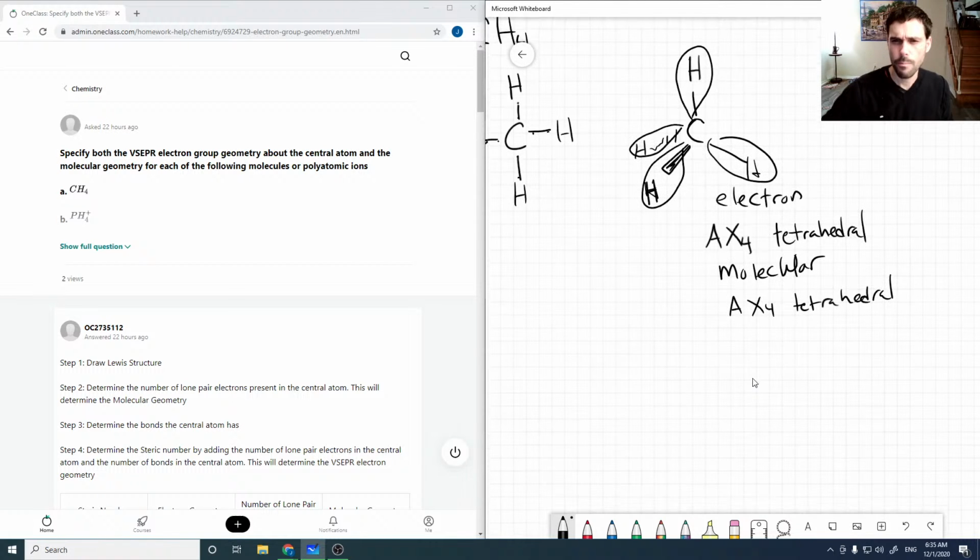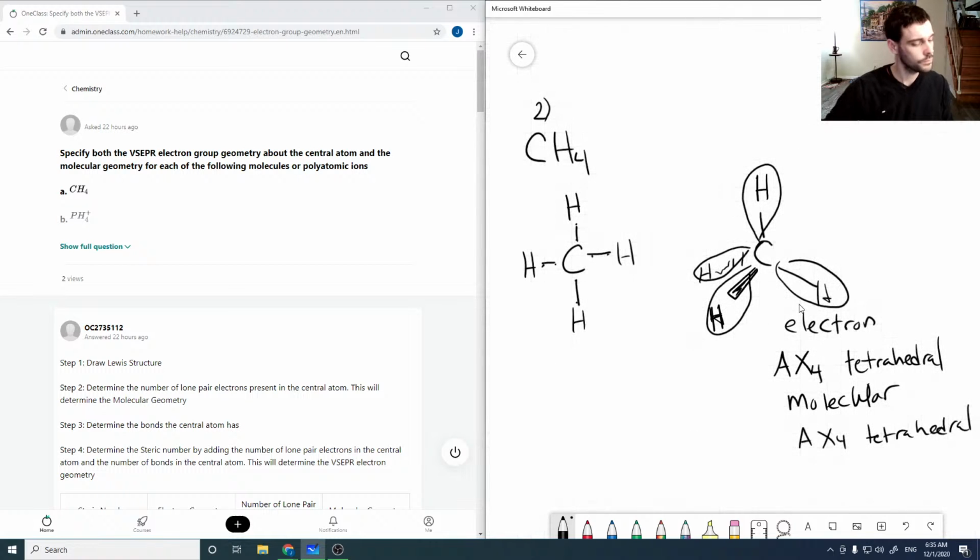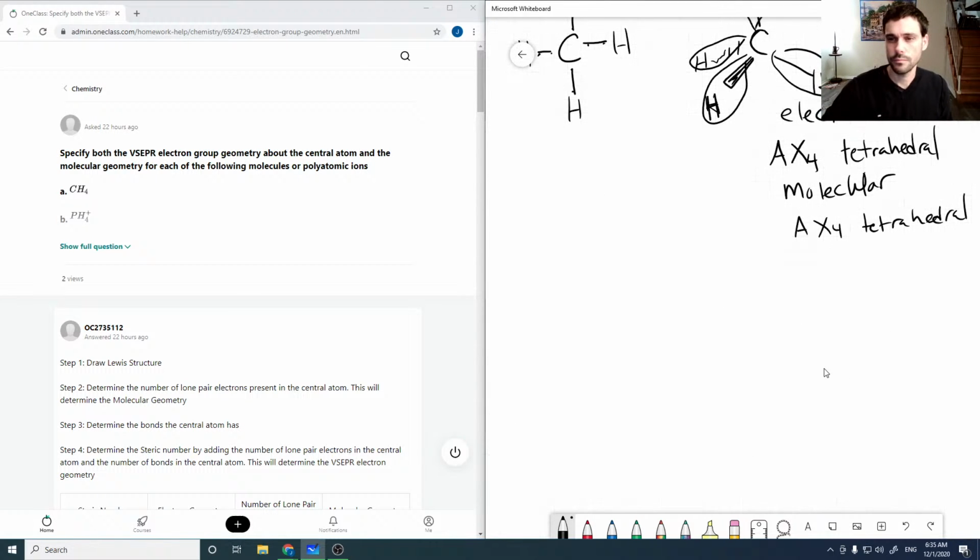The second one is PH4 plus. So again, I'm going to start off with my simple Lewis structure. I can be pretty sure, since it's got the same structure, that it's going to be the same.